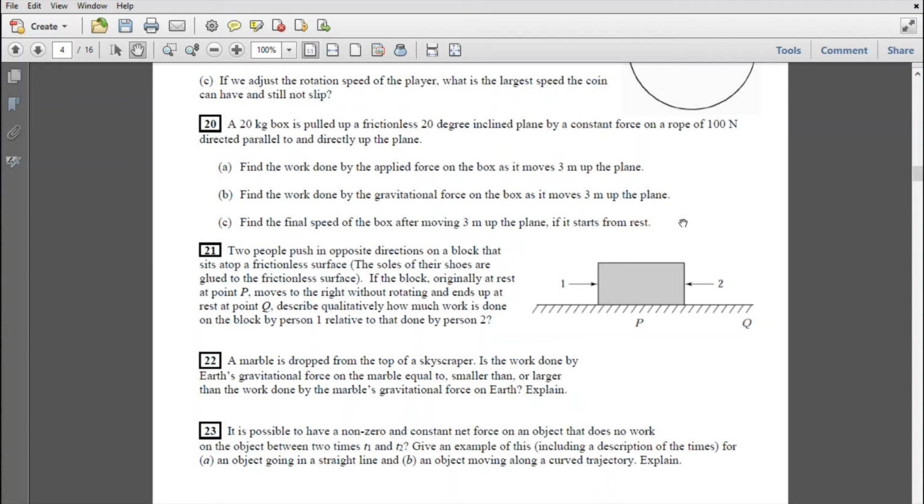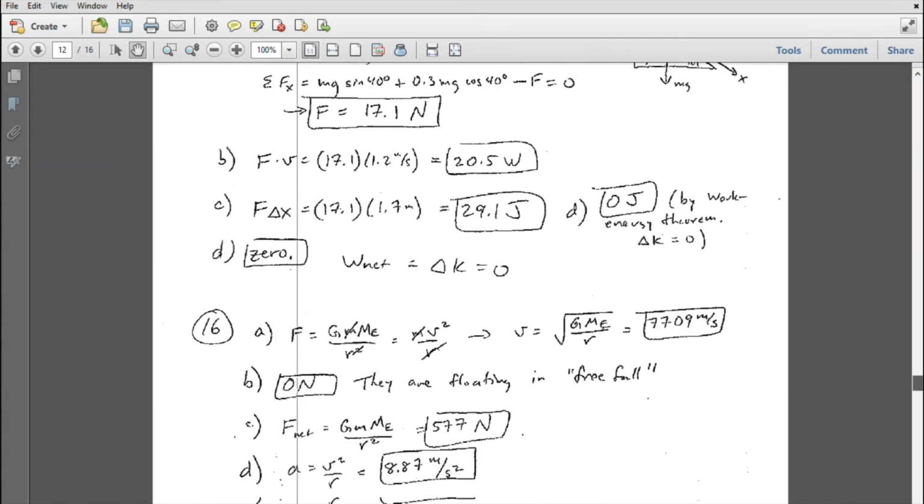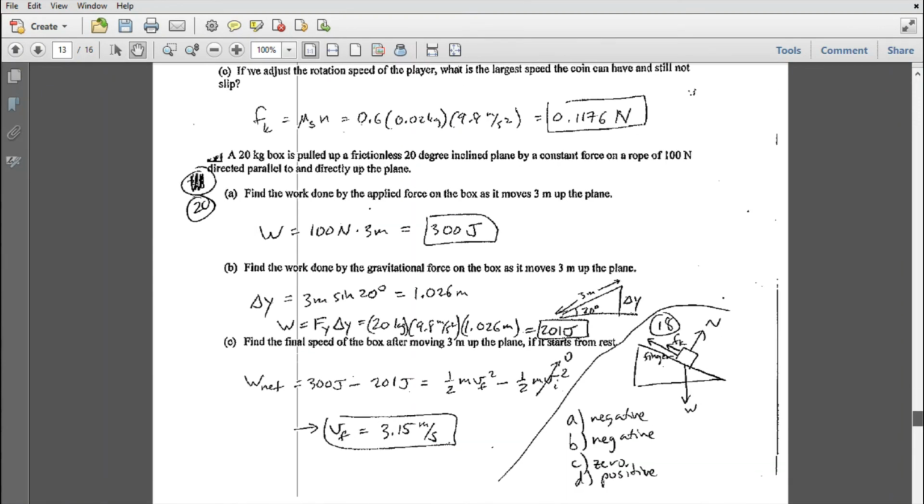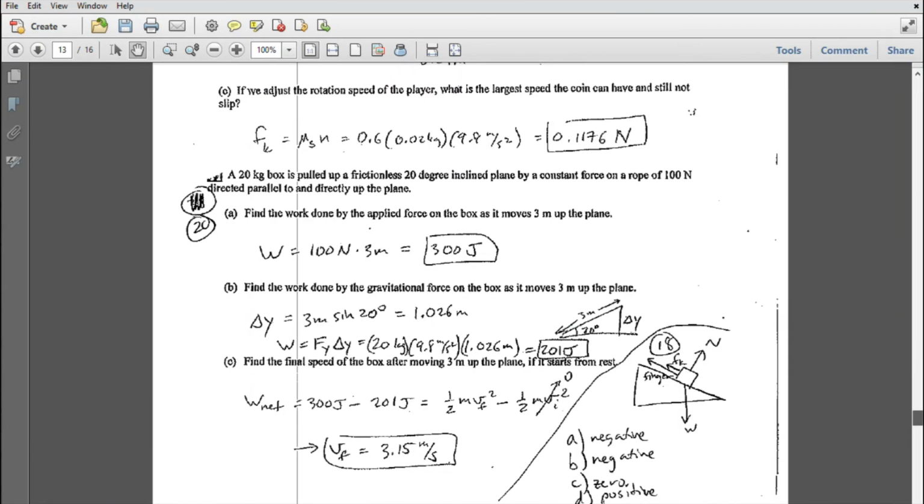We probably use energy methods, even though we could probably use kinematics there. Let's use energy methods. So in this case, the idea is the forces don't balance out. It's accelerating up the plane, or at least that's the implication here. We don't necessarily need to know what that acceleration is, but we could figure it out if we wanted to use kinematics. Let's use work energy methods. So in this case, we're supposed to first find the work done by the applied force on the box as it moves 3 meters up the plane.